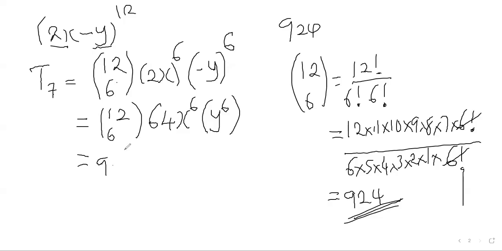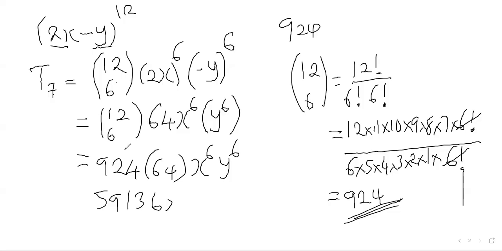So 924 multiplied by 64 multiplied by x^6 and y^6. So 924 times 64, the answer is 59,136 x^6 y to the power 6. So what we have here is our 7th term.